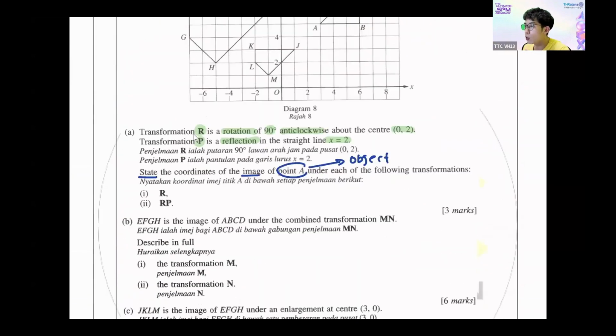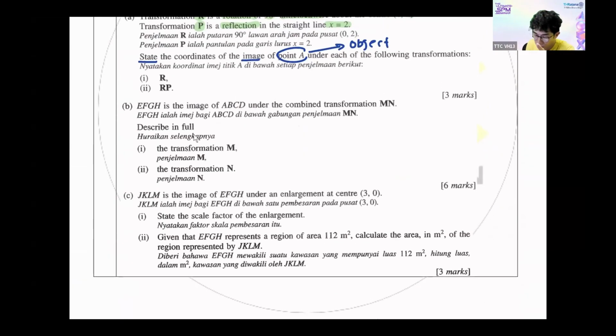Then you look at the third question. Same thing, you see? Describe, huraikan in full, your MN. Who is the image, who is the object? They put it nicely for you. So once you know it repeats, you use proper technique to settle, done.